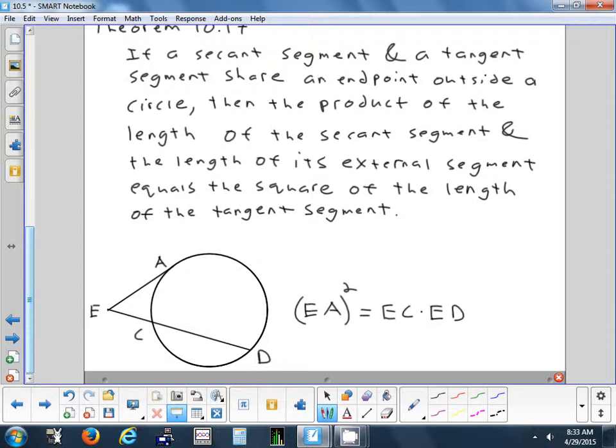For the tangent segment, you don't have an external part and then an entire length of it. It's the same thing. The entire length of it is the external part. So it's almost like using EA twice. It's like writing this: the length of the external part times the entire length equals the length of the external part times the entire length. Right? So if you're going to use EA twice, why not just write EA squared?